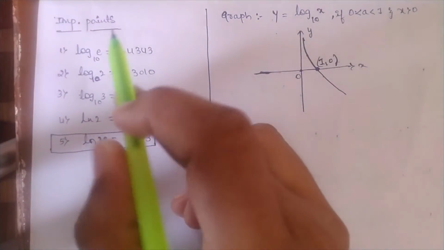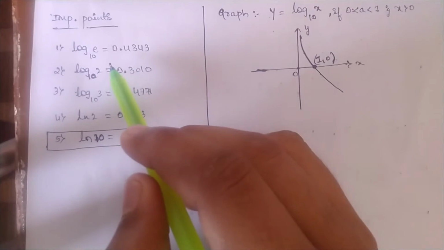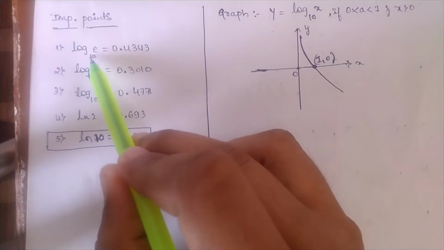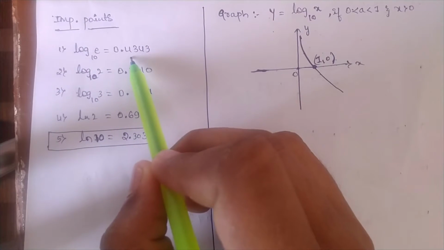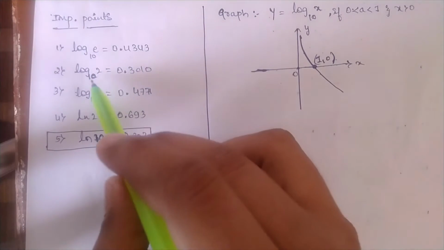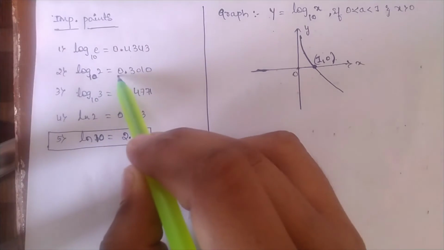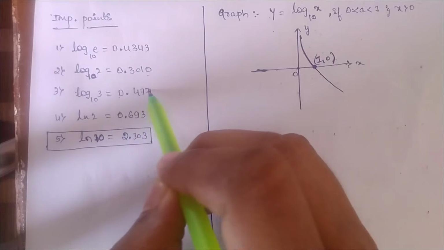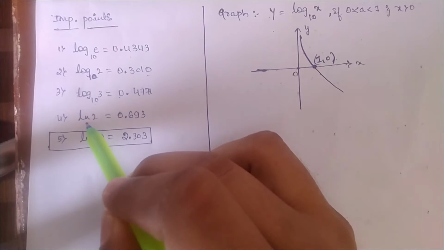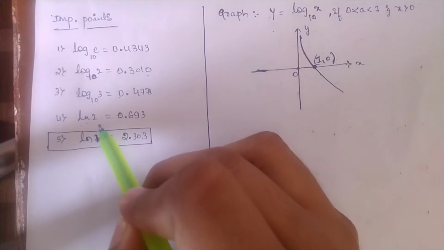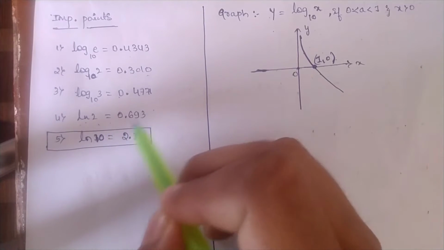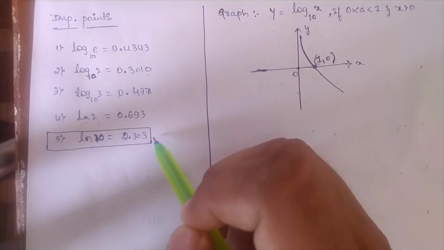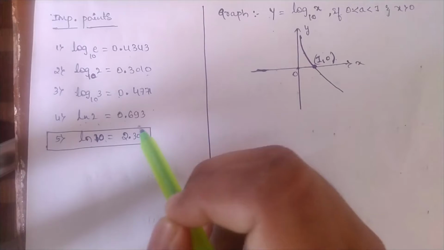So these are some important points. Remember these: log e base 10 equals 0.4343, log 2 base 10 equals 0.3010, log 3 base 10 equals 0.4771, natural logarithm of 2 equals 0.693, and natural logarithm of 10 equals 2.303. Remember these standard values, it will help you.